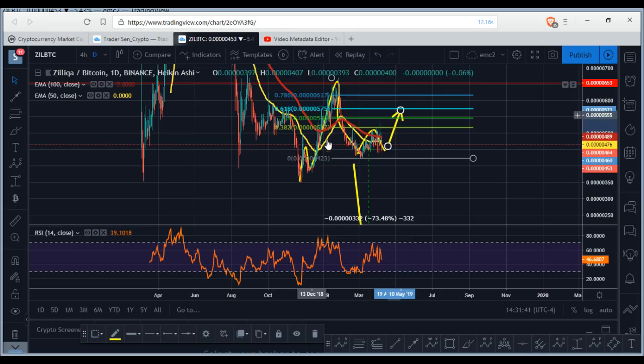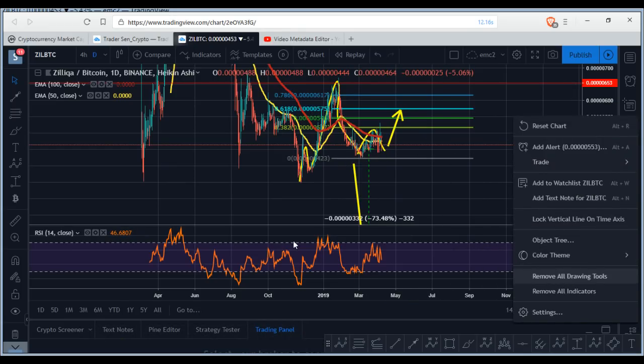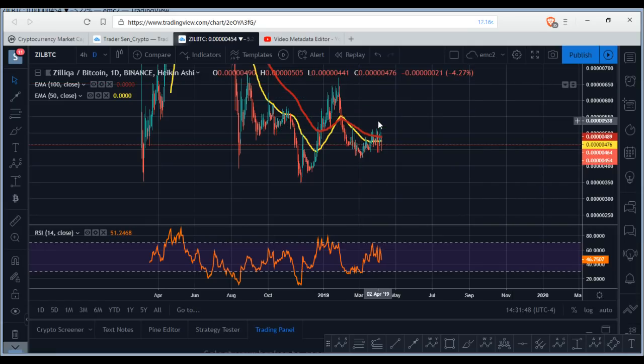Then we're going to reassess our judgment based on how far Zilliqa can go, because it's most likely going to make a new pattern. But I don't know what type of pattern it's going to be making.